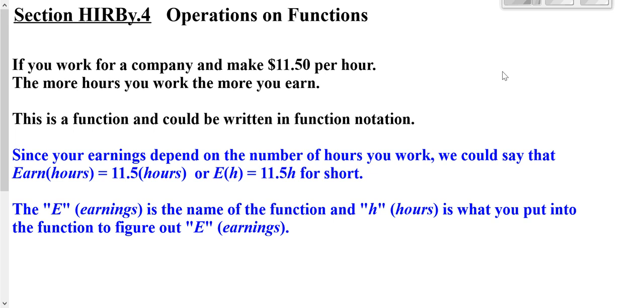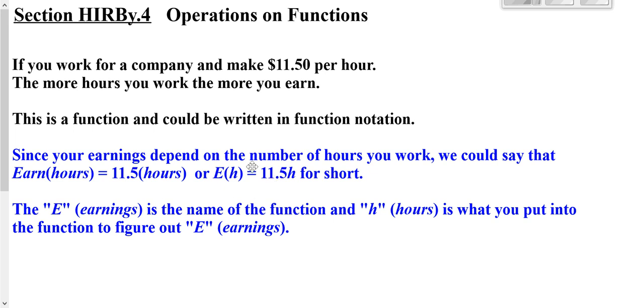So just to help you remember what a function is, suppose you are working for a company and you're making $11.50 an hour. You know the more hours that you work, the more money you earn. We could write this in function notation. We could say your earnings, which is based on your hours, is equal to 11 and a half times your hours. Or if we didn't want to use full words, we could go E for earnings and H for hours to shorten it up.